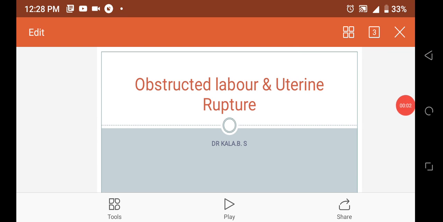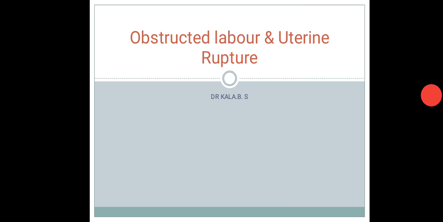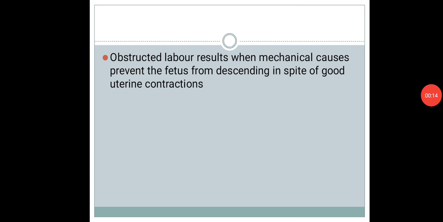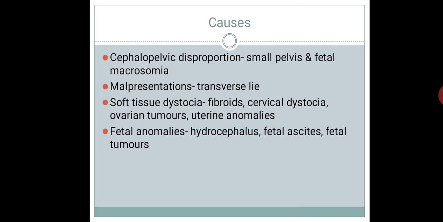So next topic is obstructed labor and rupture uterus. What is obstructed labor? It results when mechanical causes prevent the fetus from descending in spite of good uterine contractions. What are the causes of obstructed labor?